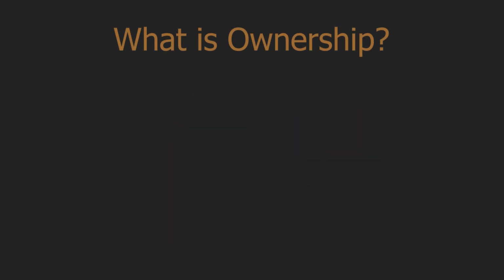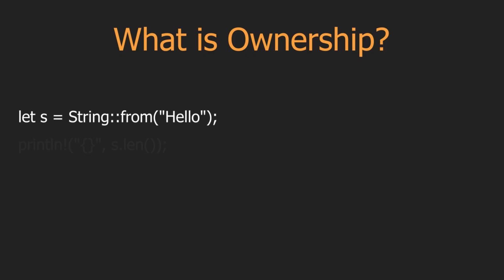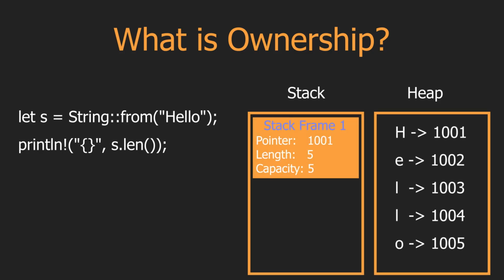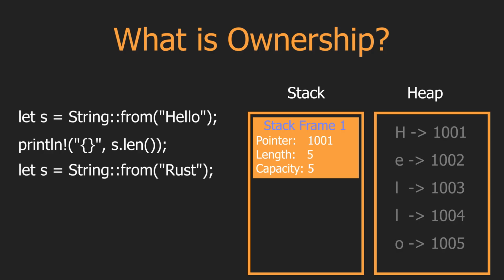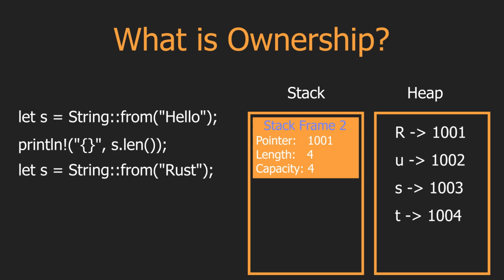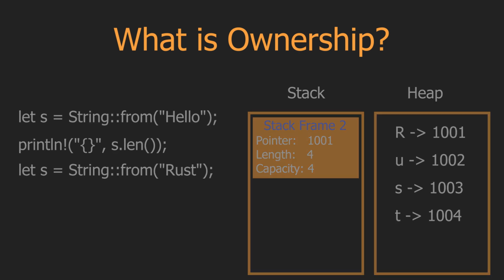So, what is this ownership? Ownership is the way Rust manages memory. The values we create and use while programming get stored in the memory. Once the use of those values is completed, we don't need them anymore. So we can remove them from the memory and use that memory to store some other values.